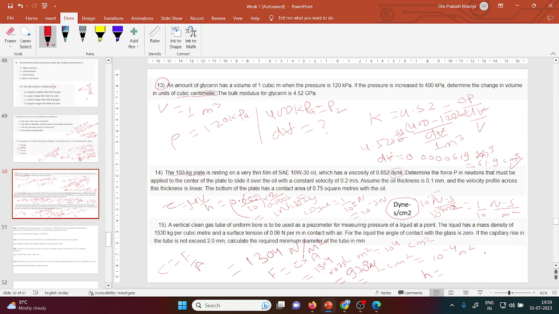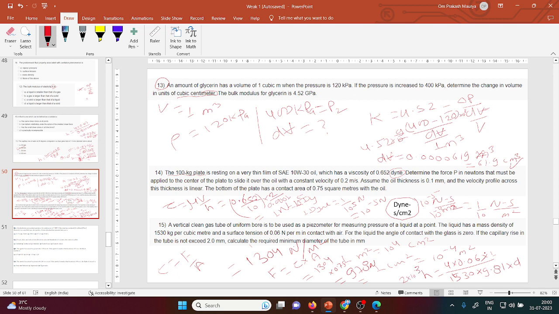The formula is h equals 4 times surface tension times cos of the angle of contact, over rho g d. The angle of contact is 0, so cos 0 is equal to 1. The surface tension is given as 0.4 into 0.06. And here rho is given as 1530, g is 9.81, and d is asked. Here 2 mm is already given, that is the capillary rise should not exceed 2 mm. So here you need to put 2 mm, which means 2 into 10 to the power minus 3.